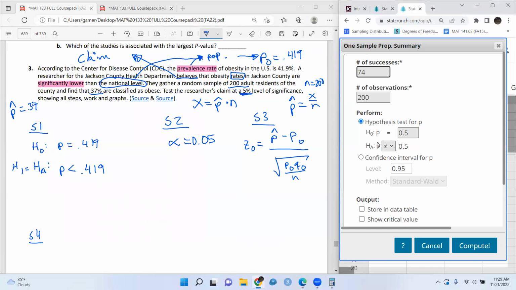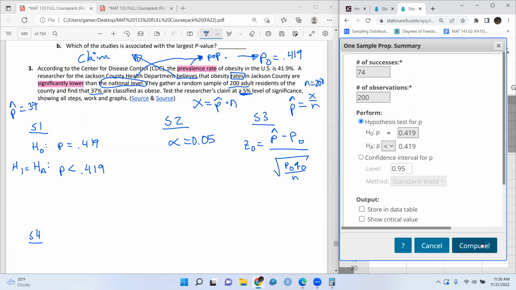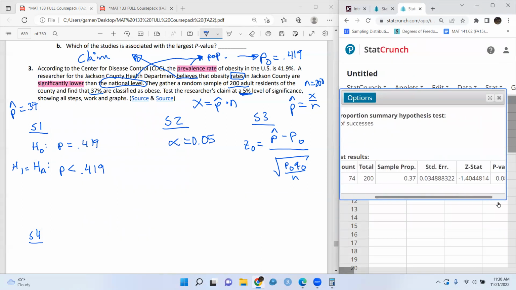Now notice we do need to mess with the hypothesis test. You've been comfortable with this before, right? This is the confidence interval from chapter 9, and we had to change this to match our C level. Here we need to match the assumed value of P, which in our case is 0.419. Notice it matches it for you. And then you have to match your claim with the claim here. Do we want the critical value? We don't need the critical value. Compute, and here is your result.